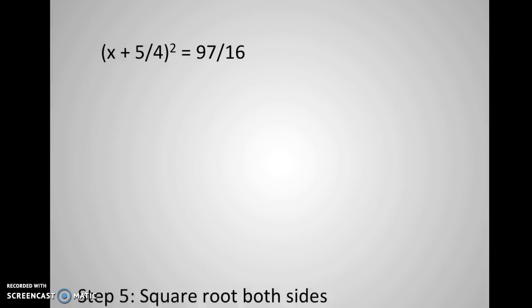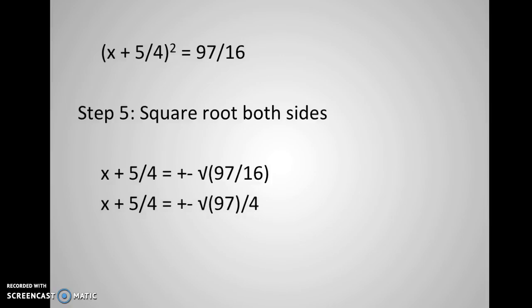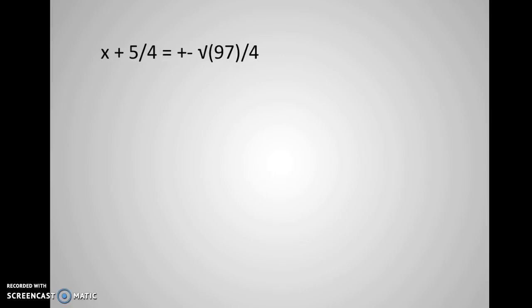One of our last steps is that we're going to square root both sides of the equation to solve for x. By square rooting both sides, we get x plus 5/4 is equal to plus or minus the square root of 97 over 16. We can take the square root of 16, but we unfortunately are not allowed to take the square root of 97. It is not a perfect square, so we're going to end up with x plus 5/4 equals plus or minus the square root of 97 over 4. And then we're going to subtract. Okay, so that's our square root of both sides.